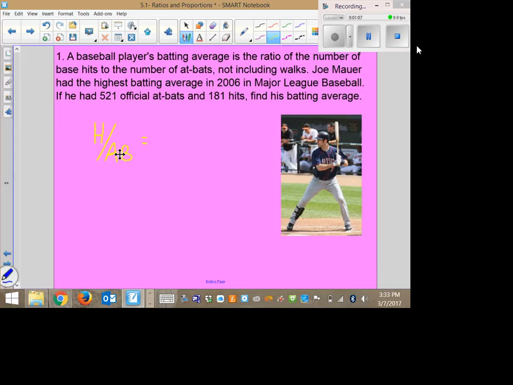So if he had 181 hits divided by 521 at-bats, he had a batting average of .347, or 34.7%. That means he got a hit about 35% of the time.